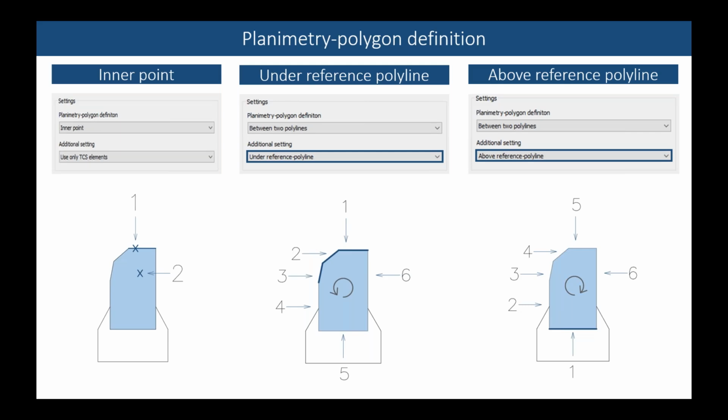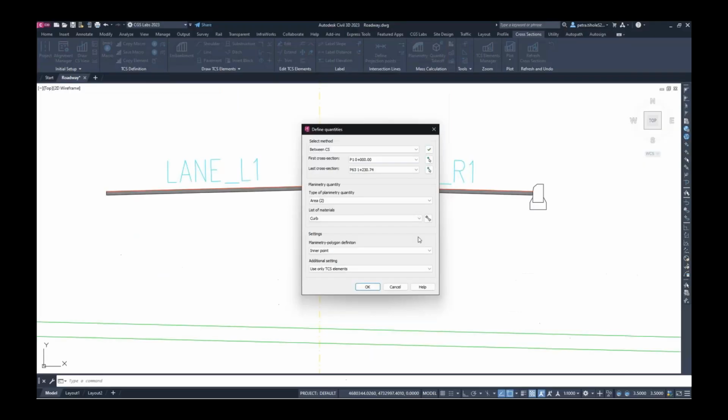Using this method, you define two polygon lines bordering a surface you want to planimetry. If you select under reference polyline, you first click on the upper edge of the material, press enter, and then click on the remaining lines, which represent the boundary of the polygon. If you select under reference polyline, always be sure to click lines in a counterclockwise direction.